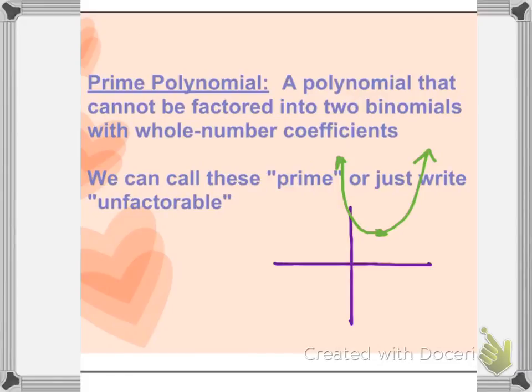Likewise, you could have one that starts down here and goes down. Again, the highest point on this one is below the x-axis and the rest of the graph goes down from there. So a prime polynomial does not mean that there isn't a parabola. There will be a parabola if there is a quadratic equation. It just doesn't cross the x-axis.